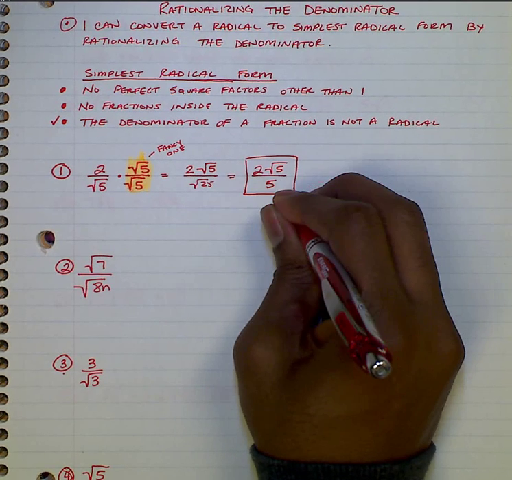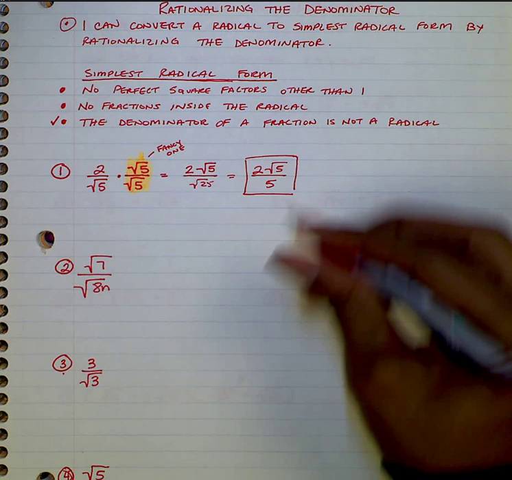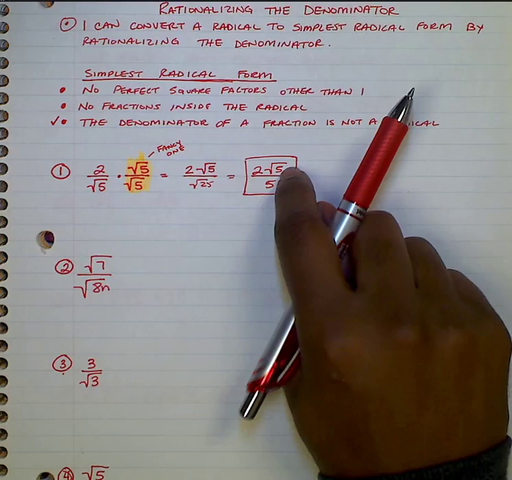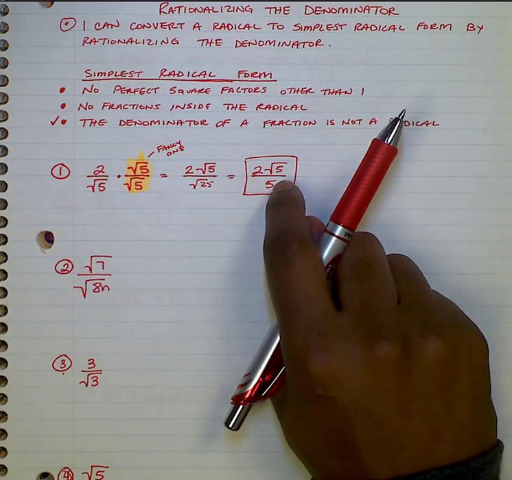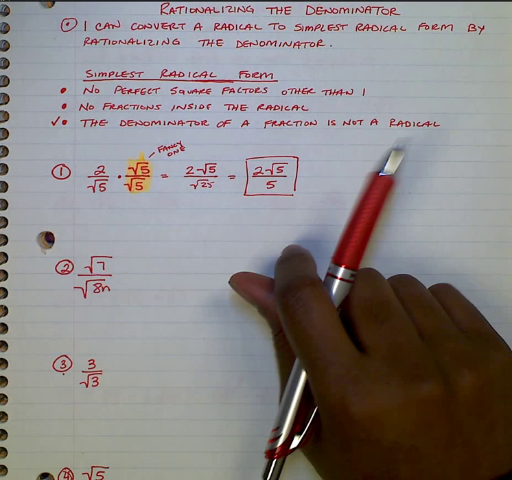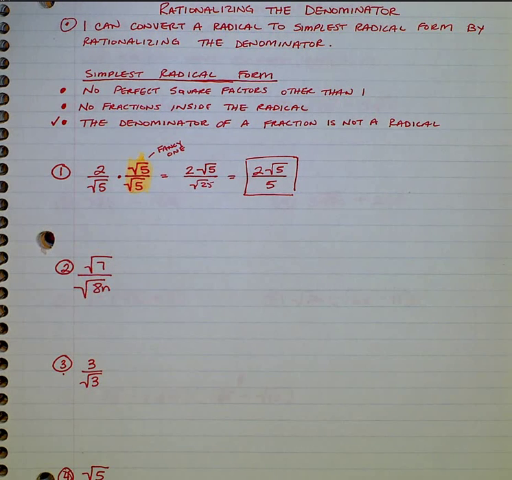Check to see if we can simplify it, but 2 and 5 don't divide evenly into each other. 5 is inside the radical, and this 5 is outside the radical. And remember, our rule is inside by inside, outside by outside. So we can't mess with these two together. So this is our answer.